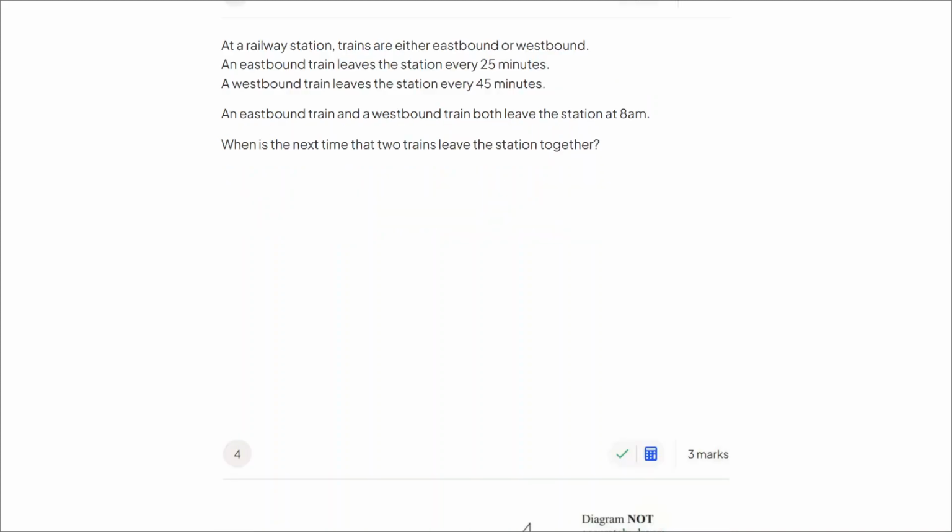Good. Question 6. We've got a classic LCM style question, which is this. A train leaves the eastbound station every 25 minutes and westbound every 45 minutes. They both leave at 8 AM. When do they next leave the station together?